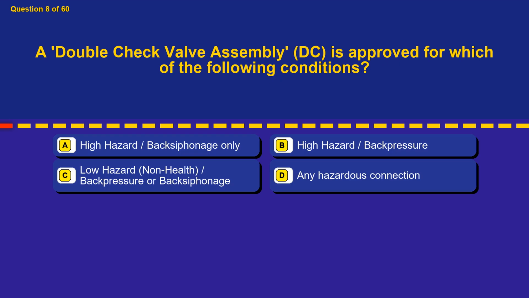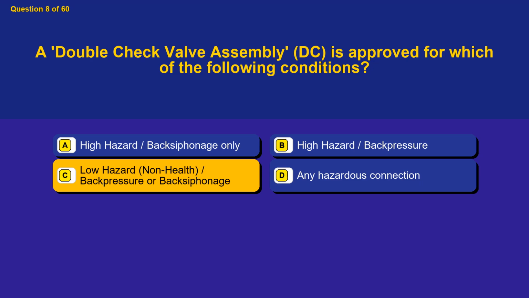Question 8. A double check valve assembly, DC, is approved for which of the following conditions? Option A, high hazard, back siphonage only. Option B, high hazard, back pressure. Option C, low hazard, non-health, back pressure or back siphonage. Option D, any hazardous connection.